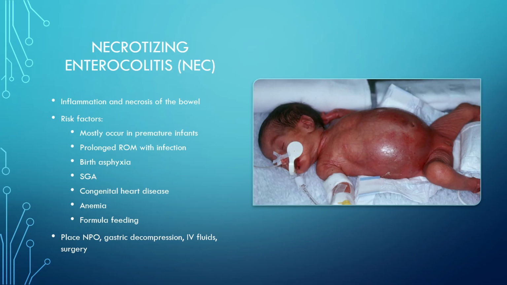If you think that your baby is developing NEC, you want to place them NPO. So quit giving them anything into their belly because there's nowhere for it to go. Gastric decompression, so an OG or NG tube to help decompress any air or anything like that in their belly. IV fluids to keep them hydrated, and they're going to need surgery. What they do with surgery is they take out that dead part of the bowel. This is fatal in 20 to 30% of cases, especially if it ruptures or if it can be so bad where they have to remove all of the bowel.